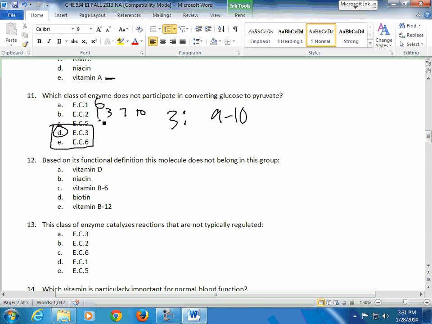Enzyme class 5, isomerases. That's 2, 5, and 8. And the one not listed here is lyases, enzyme class number 4. And there are 2 lyases. Reaction number 4, aldolase, and number 9, enolase.